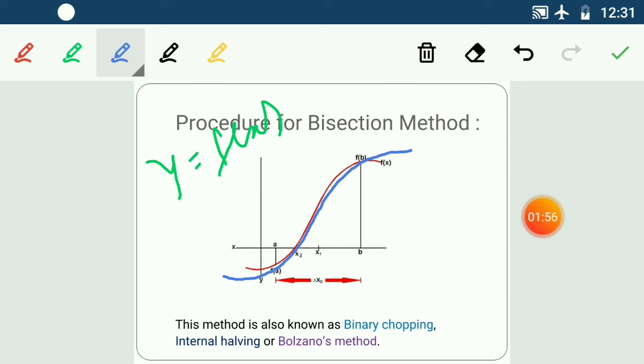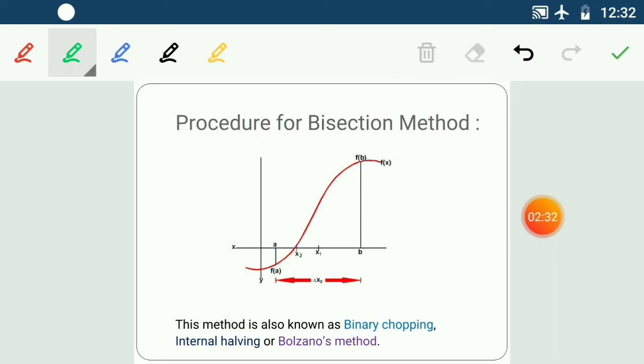If we look at this graph, this is the curve for the given function f of x. And what is the root of this function f of x? Where this curve cuts the x-axis, this point gives me the value of the root. So this is the root of the equation f of x, and we have to find this value. This is the actual solution for any equation where it asks for the root of the equation. So how do we find it?